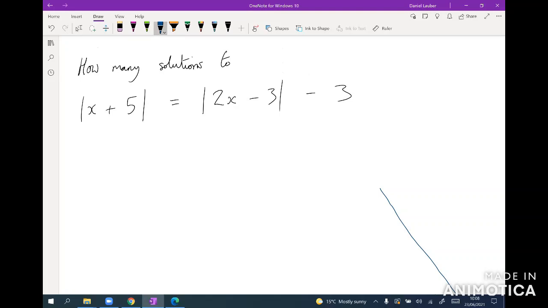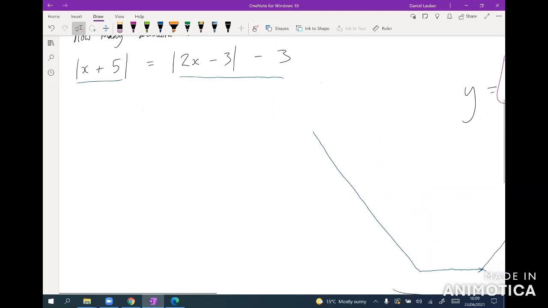But just using our graph sketching knowledge, what you want to do is sketch what's on the left-hand side and then sketch what's on the right-hand side and see where they intersect, because where they intersect is the solution. So, for example, I'm just showing you how quickly you can do this if you get good at it. Well, mod x plus 5, so that's at x equals minus 5, and it's going to have a gradient of 1. So we can do that guy like that.